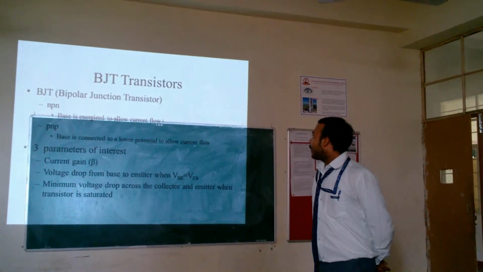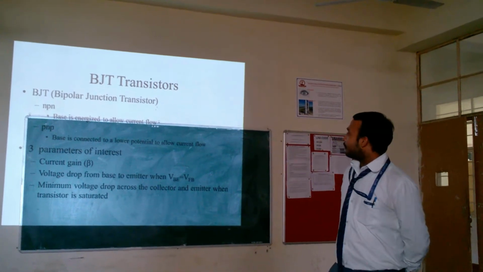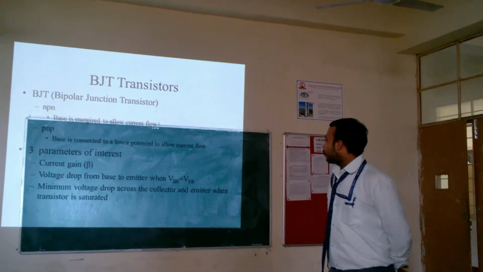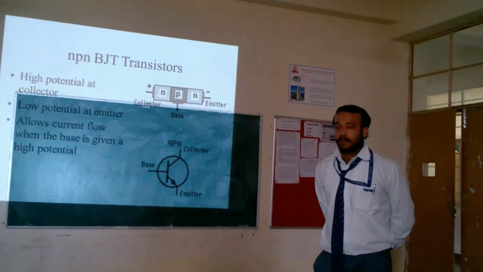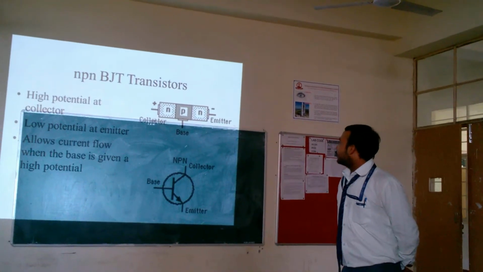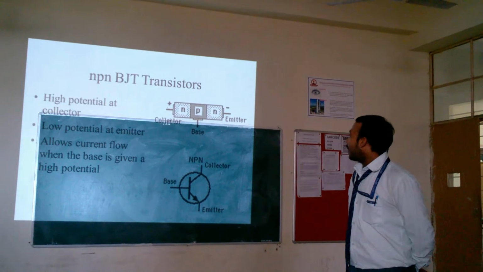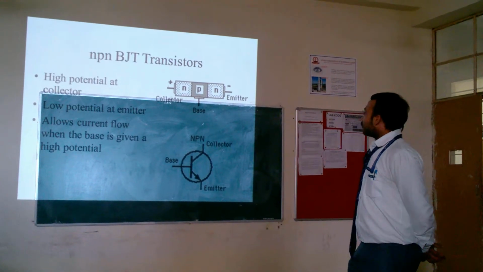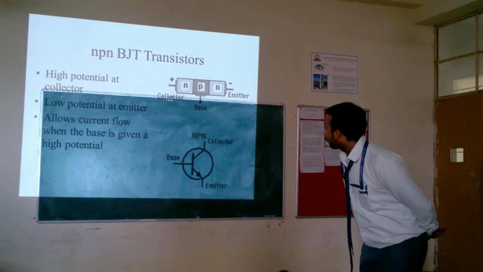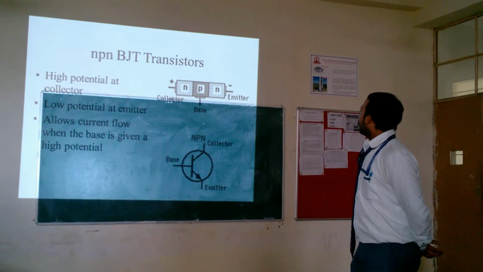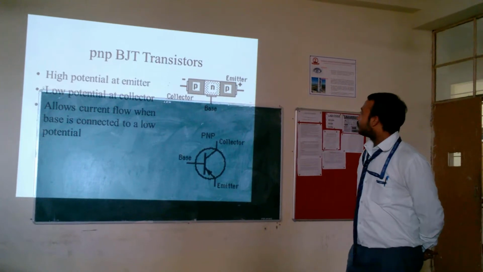A BJT is a bipolar junction transistor, which has two types, NPN and PNP, and three parameters: current gain, voltage drop from base to emitter, and minimum voltage drop across collector to emitter. In an NPN BJT transistor, the collector is at high potential and the emitter at low potential, which allows current to flow. When the collector-base is in forward bias and the base-emitter is in reverse bias, current starts to flow.